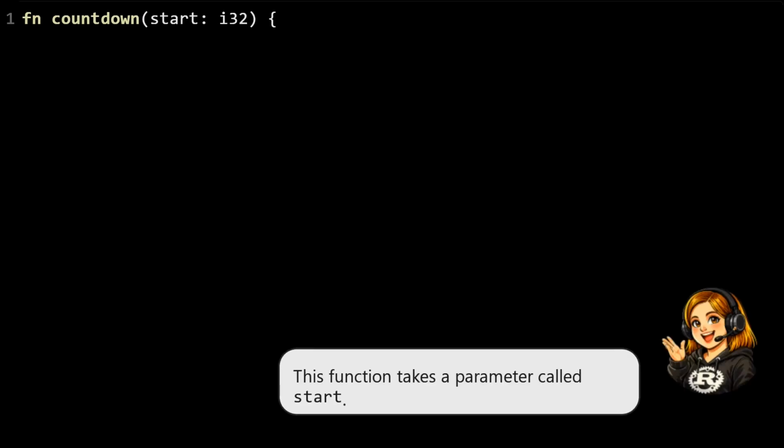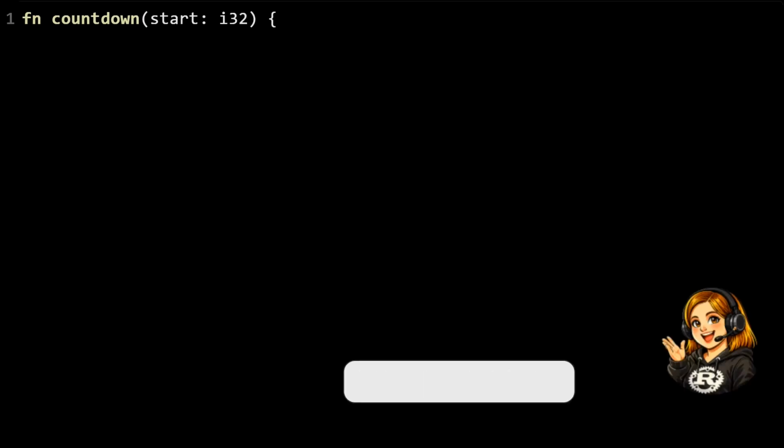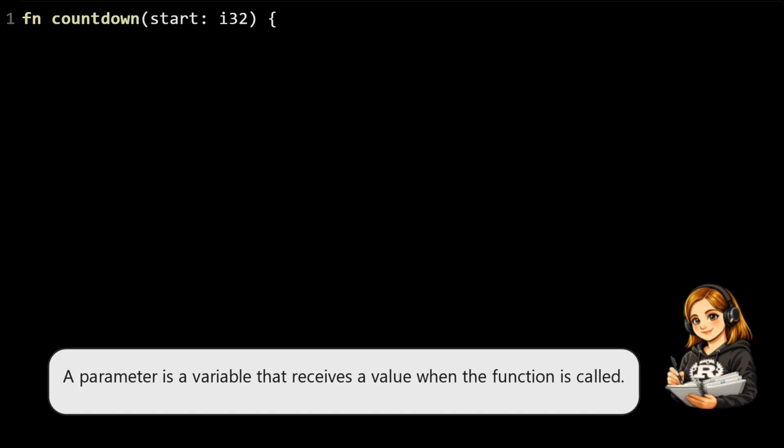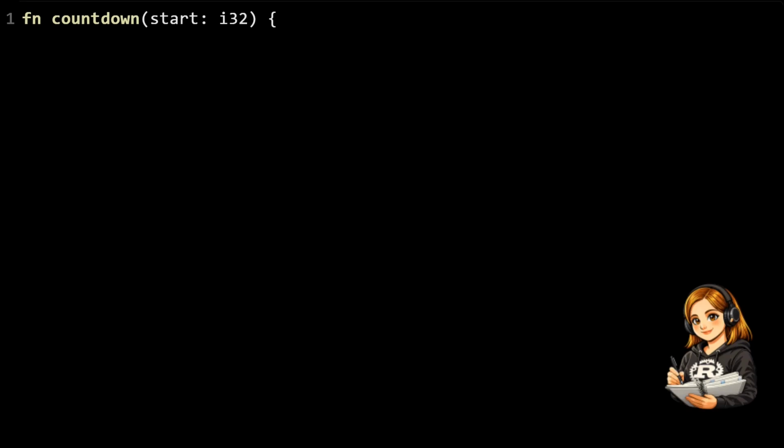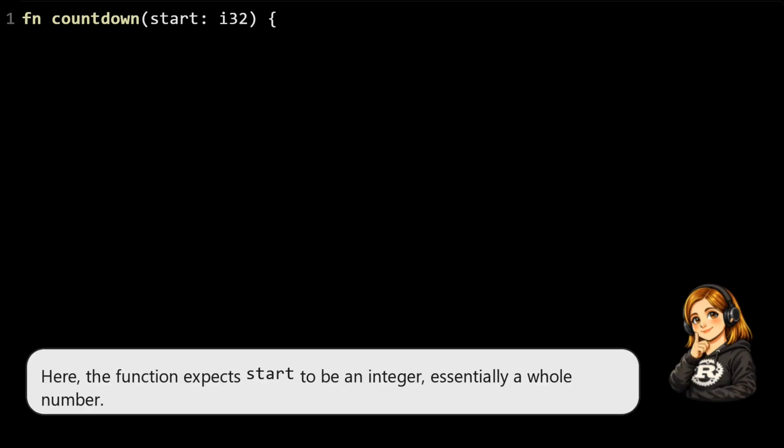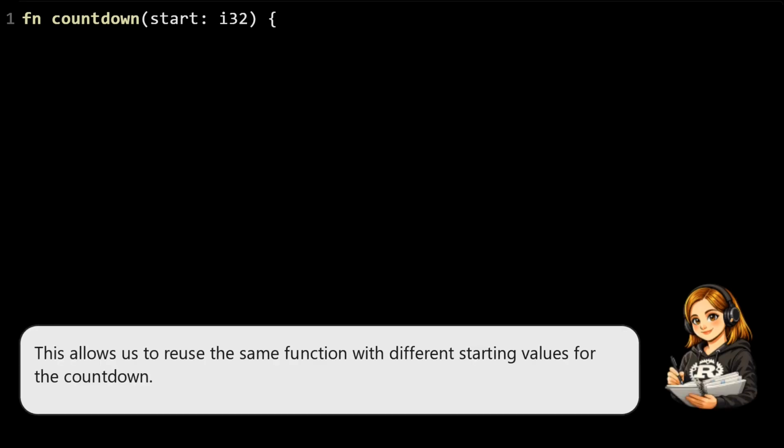This function takes a parameter called start. A parameter is a variable that receives a value when the function is called. Here the function expects start to be an integer, essentially a whole number. This allows us to reuse the same function with different starting values for the countdown.